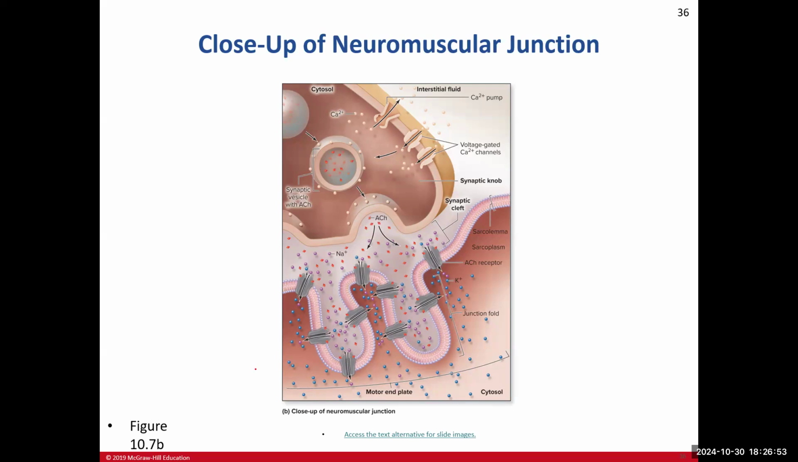So here you can see, let's go to the neuron. Here is the calcium ion pump right there. What's its job? Pump calcium where? Into the cell or out of the cell? Out of the cell. Perfect. That sets up our concentration gradient. Okay, so our nerve signal comes down. It opens up these voltage-gated calcium channels. What direction does calcium want to go? In. So calcium diffuses into the cell.